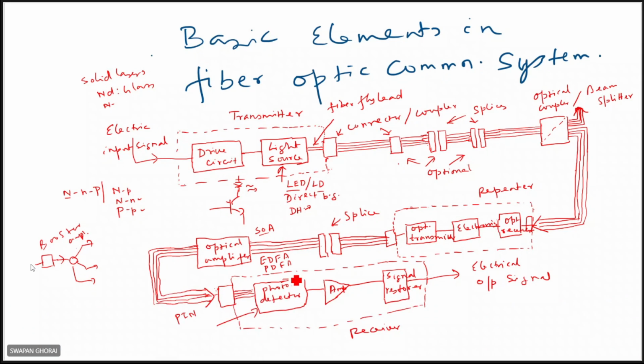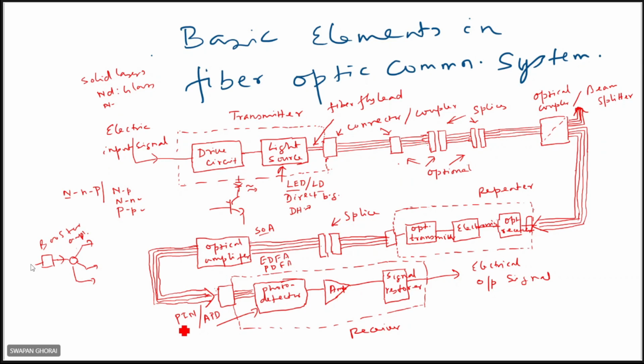But in fiber systems, generally they are based on semiconductor-based photodiodes, either PIN or APD. These two are used: PIN photodiode or avalanche photodiode. The PIN photodiode is used when the power is moderate, but if the power is very weak, then you have to use an avalanche photodiode. We'll see the exact principles and design aspects for detectors.